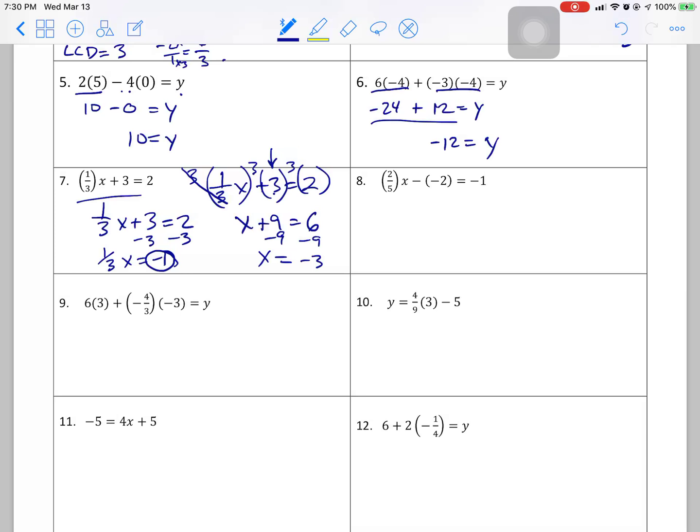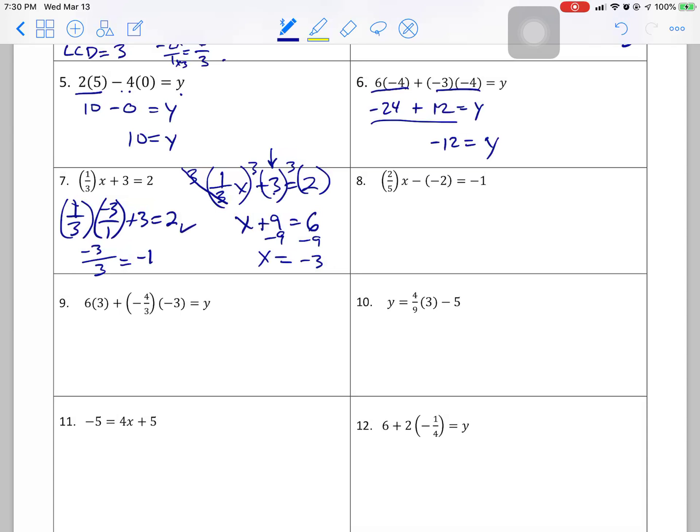Okay, you can always put these back in and give them a check to make sure that it was correct. So you can put 1/3 times -3/1 plus 3 equals 2. So -3 times 1 is -3. 3 times 1 is 3. This all turns into a -1. So -1 plus 3 is 2.